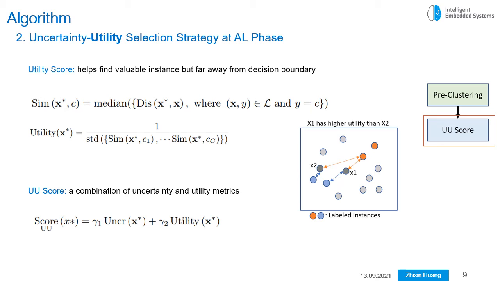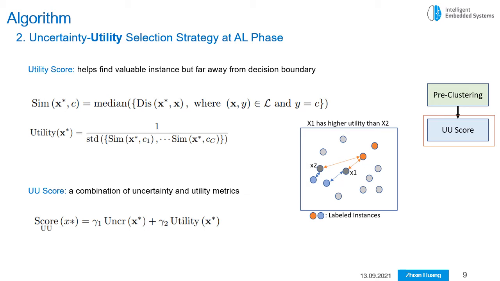The standard deviation of the similarity between the instance and each class represents the tendency of which class it belongs to. A higher standard deviation indicates the instance is likely to be classified into one single class. When the standard deviation is lower, the instance is located at the intersection of multiple classes, and annotation by the oracle could be more beneficial.